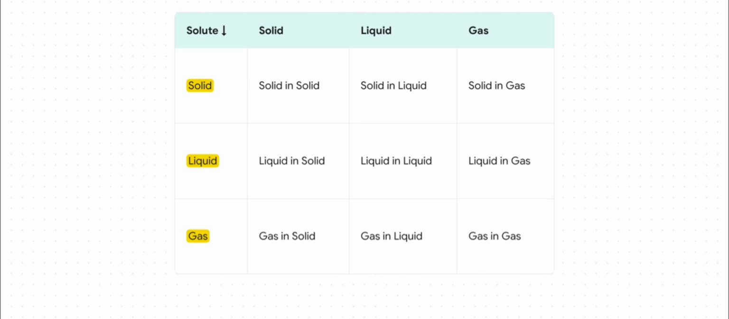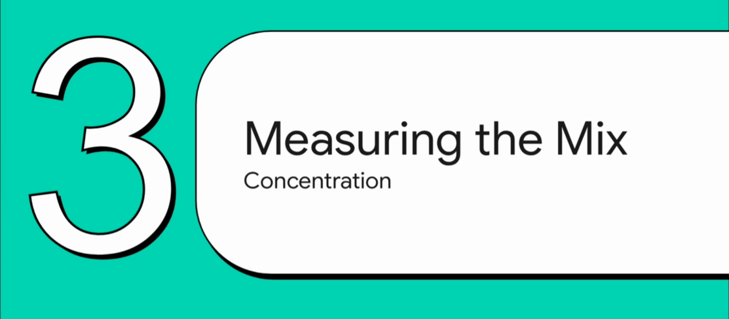And this takes us right back to our riddle from the start. That gold ring? That's actually a solid dissolved in another solid. We call it an alloy. Your soda? That's a gas dissolved in a liquid. And the air we're all breathing? That's a solution of different gases all mixed together. See? It's everywhere. Okay, so knowing the different types is one thing.